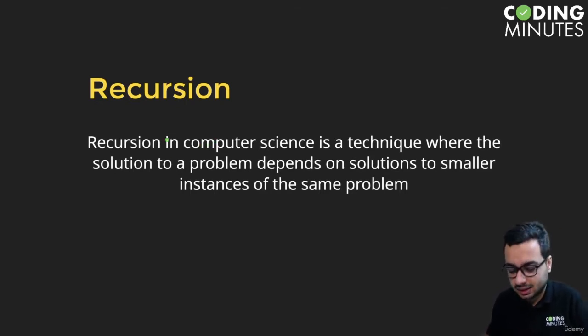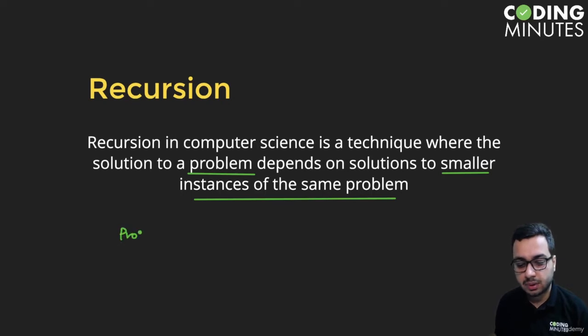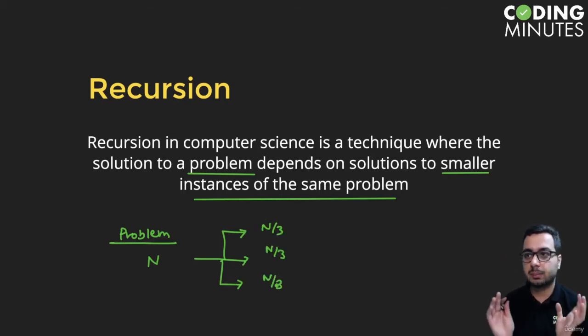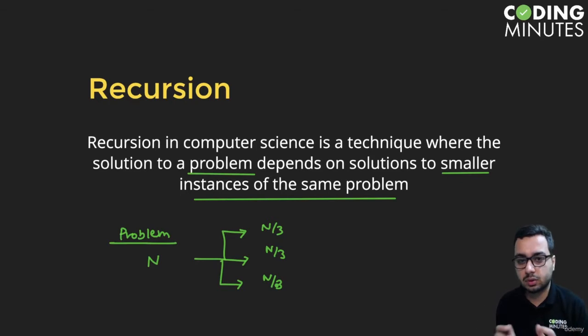As I said, it's a technique in computer science where a solution to a problem depends upon solutions to smaller instances of the same problem. This is something you need to remember. Let's say you have a complex problem, that means it has a larger input, and you want to break this problem into smaller instances of the same problem. Maybe you break this into, let's say, three subproblems of size n by 3, n by 3, n by 3. Our idea would be to solve the subproblems and combine the answers of the subproblems to get the answer for the bigger problem. This is something we would be doing.